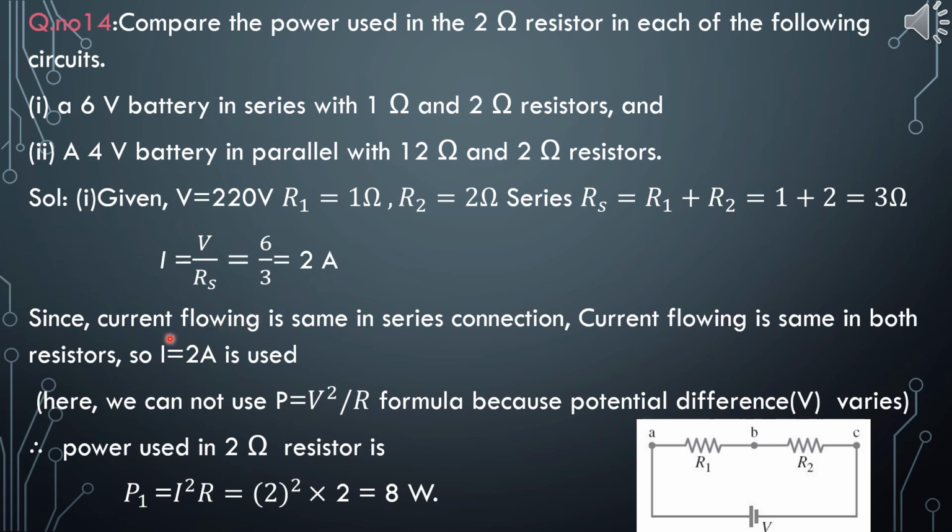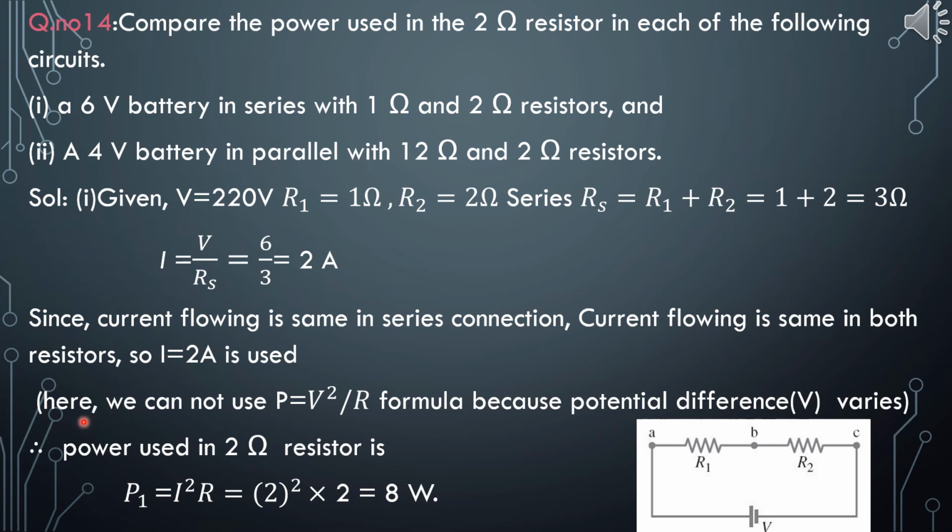I have shown the diagram below. In the below figure, two resistors are connected in series and resistance values are 1 and 2. The current flowing in the circuit is 2 amp. Since current flowing is same in series connection, current flowing is same in both the resistors. So I is equal to 2 amp is used in this circuit.